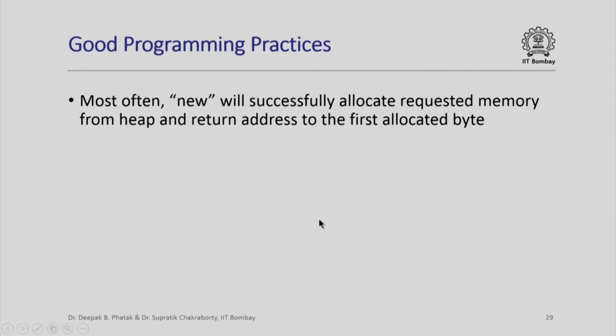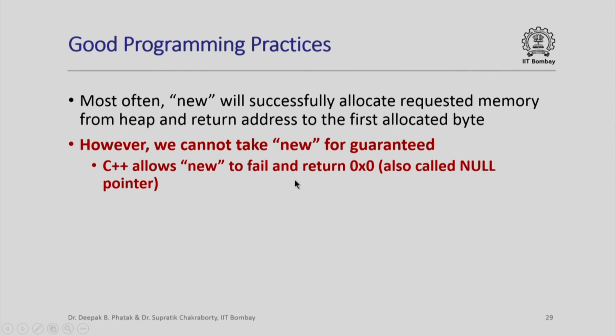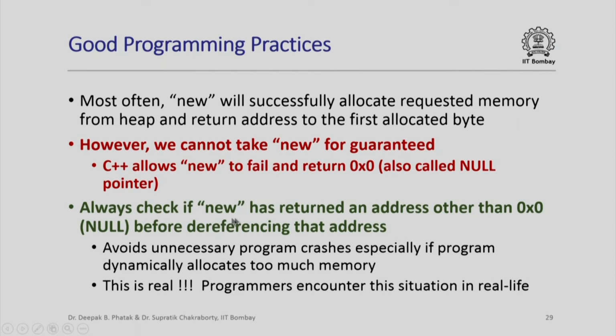Now when you are using dynamically allocated memory, there are some good programming practices that you should be aware of. Most often a call to new will successfully allocate the requested memory from the heap and will return you the address of the first allocated byte. However, we cannot take new for granted. C++ does allow new to fail, in which case it returns the 0 address, which is also called the null pointer. Therefore, you should always check whether new has returned the 0 address before dereferencing that address. This will avoid unnecessary program crashes, particularly if your program is dynamically allocating too much memory and you have run out of space on the heap.